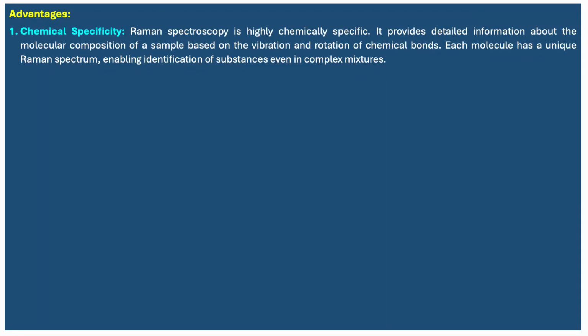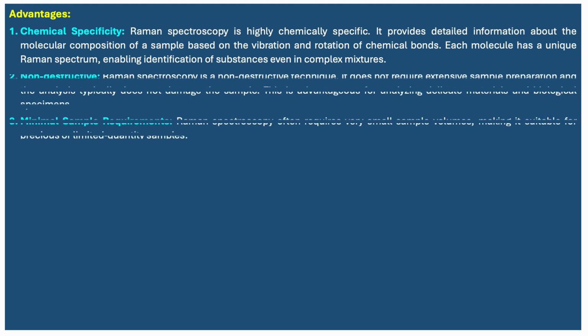Such a technique has a number of advantages. Number one I have mentioned is chemical specificity. Raman spectroscopy is highly chemically specific. It provides detailed information about the molecular composition of a sample based on vibration and rotation of the chemical bond. Each molecule has a unique Raman spectrum, enabling identification of substances even in complex mixtures.